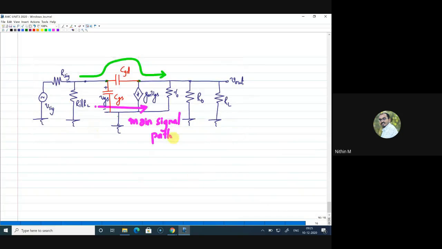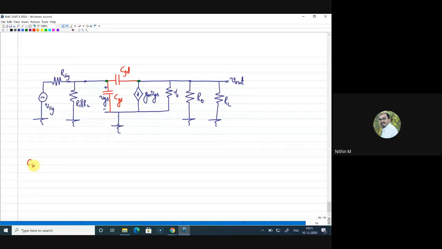So this is the equivalent circuit, and I know this is the main signal path. So what I will do first is, this is CGS. I want to decompose the CGD and write the equivalent on input side and output side. On the input side, the equivalent capacitance of CGD is CGD into 1 plus AV, and on the output side it is equal to CGD into 1 plus 1 by AV.